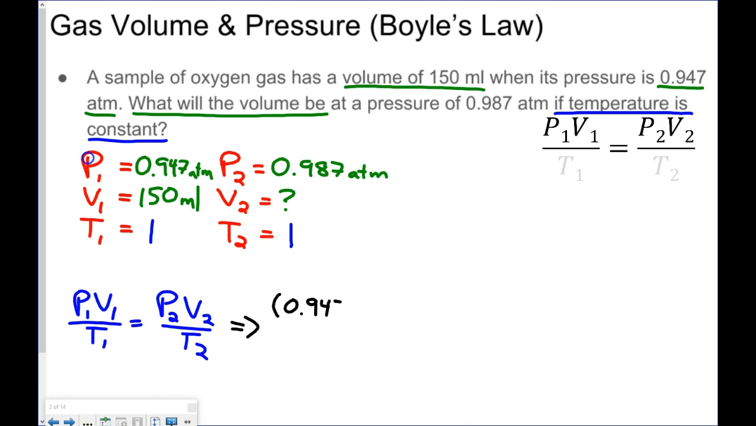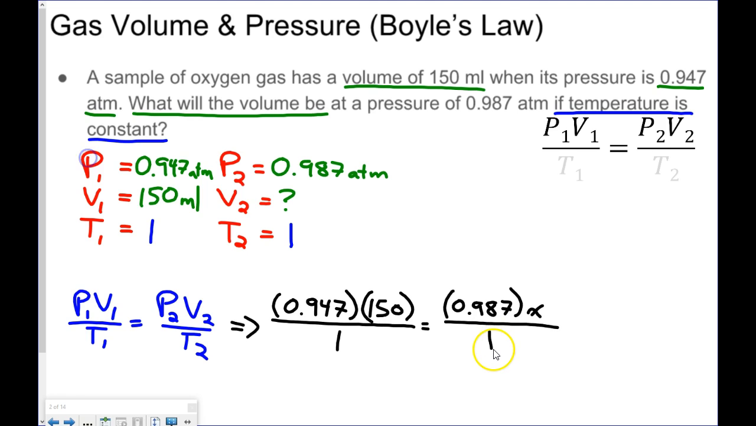So P1, 0.947, V1, 150, T1, 1. Remember, that just kind of cancels it out there. P2 is going to be 0.987. My volume is going to be my unknown, so I'm going to put X, and that all goes over 1. Now, multiply these, then divide by 0.987. X is going to work out to be 143.9 mLs. So that's how the combined gas law will give me my new volume.